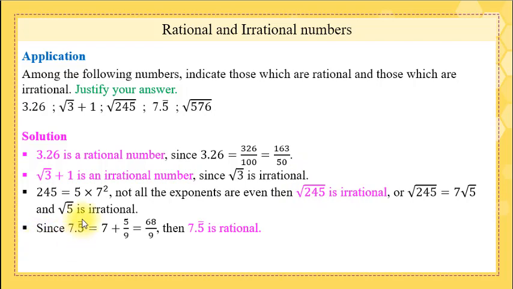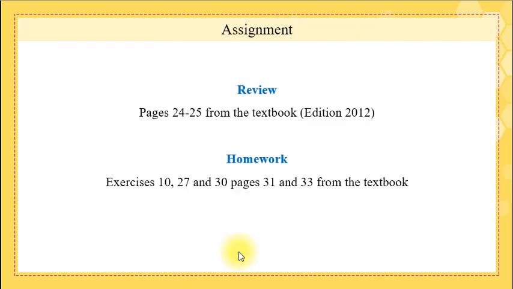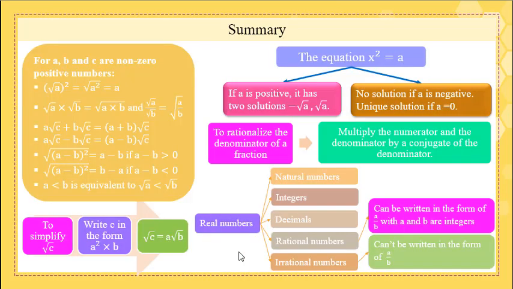Since 7.5 bar equals 68 over 9, which is a fraction, we can say 7.5 bar is a rational number. Finally, radical 576 equals radical 2 power 6 times 3 power 2. All the exponents are even. We can say that radical 576 is a rational number. And this is your assignment. And this is the summary of the whole lesson.